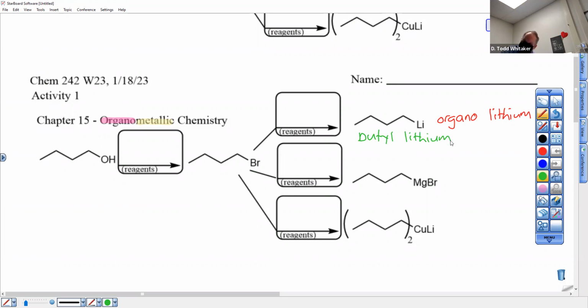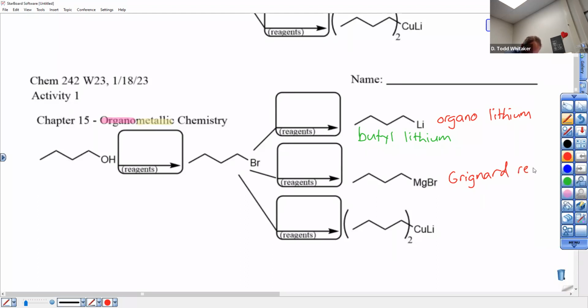Doesn't look like it follows the traditional rules of nomenclature, does it? No. Cation, anion, it's just like out the window. It's okay. We've got to live with it. Organolithiums followed by what's called a Grignard reagent. In this case, butyl magnesium bromide.